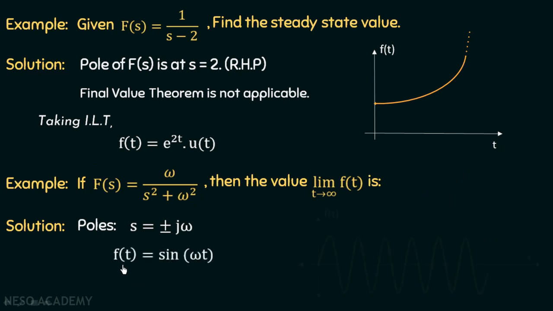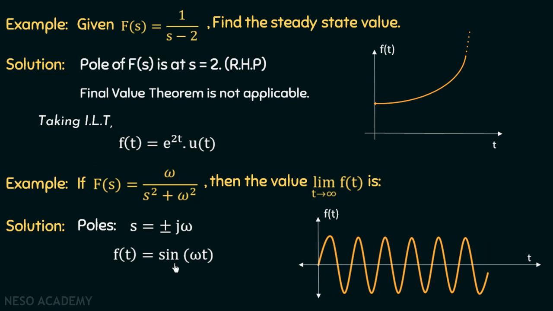So f(t), the time domain function, is equal to sine omega t, which is the inverse Laplace transform of this function. We can see it is a sinusoidal curve which oscillates between two values, minus 1 and plus 1. The value of the sine function lies between minus 1 and plus 1, but the final value is never defined. So this function is an oscillatory function whose value oscillates between minus 1 and plus 1.